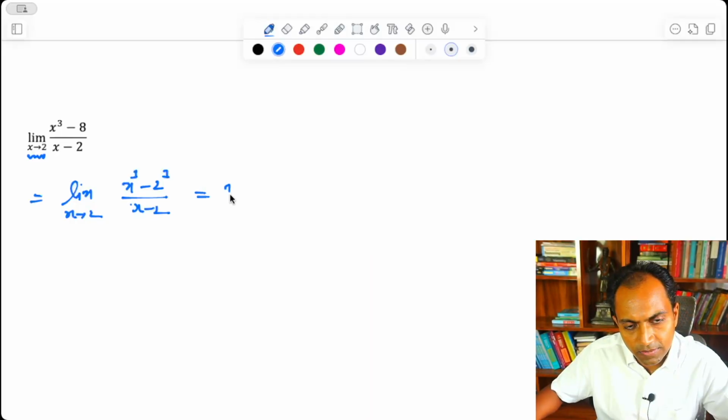So my answer becomes 3 into 2, n into a raised to the power n minus 1. The answer becomes 3 into 2 square, that would be equal to 12. Simple question.